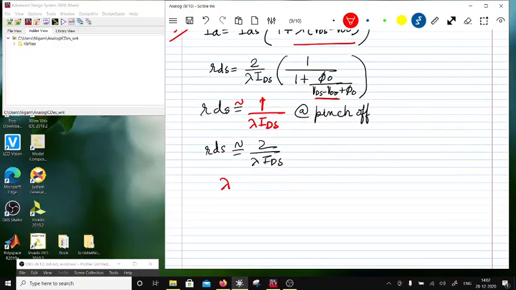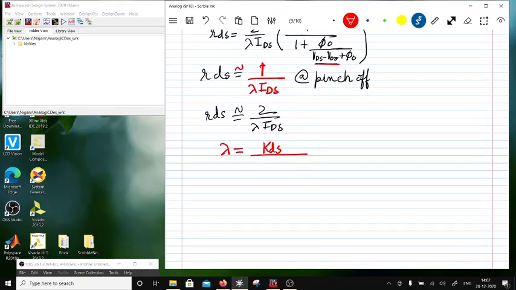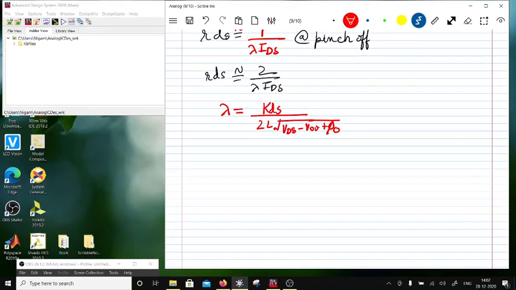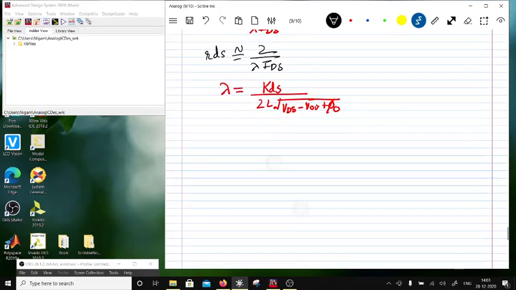Now let us see what lambda is. Lambda is equal to KDS, a proportionality constant, divided by twice L root of VDS minus V overdrive plus phi. Where KDS is a proportionality constant. So now what does it mean? Let's see what it means. It means that what I'll conclude.